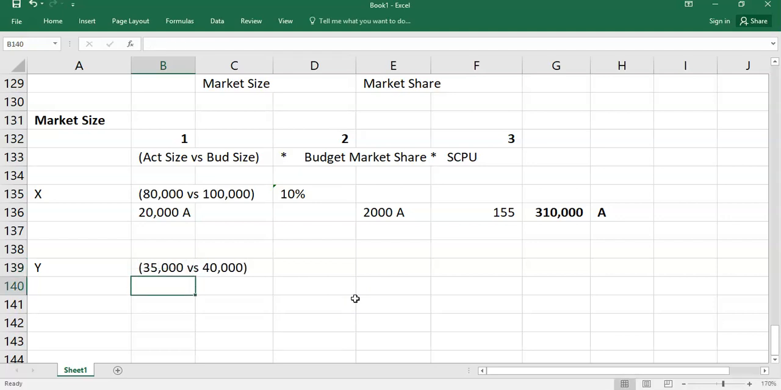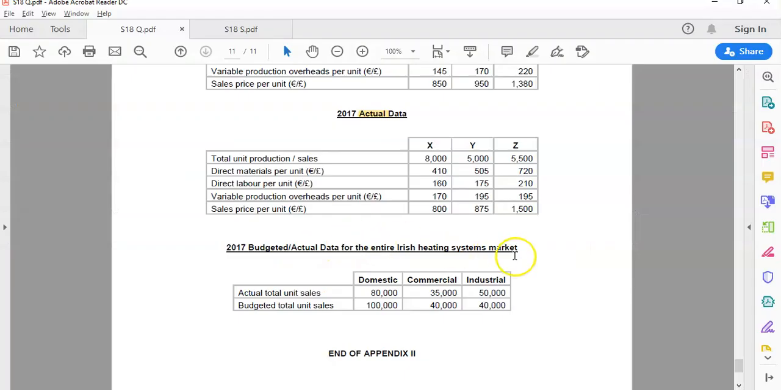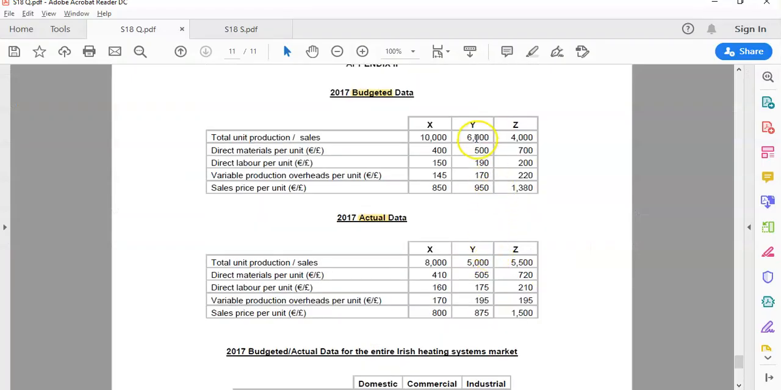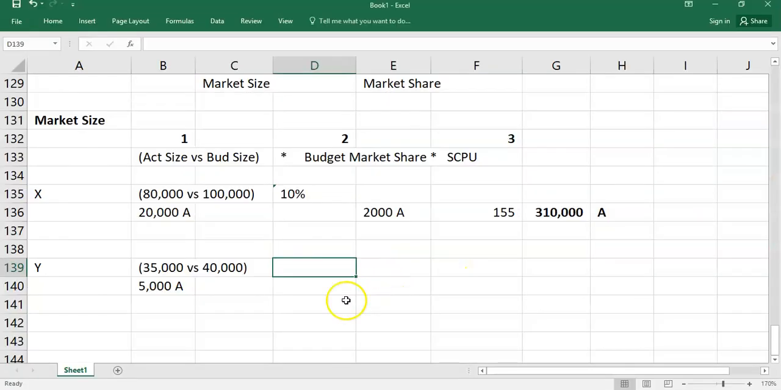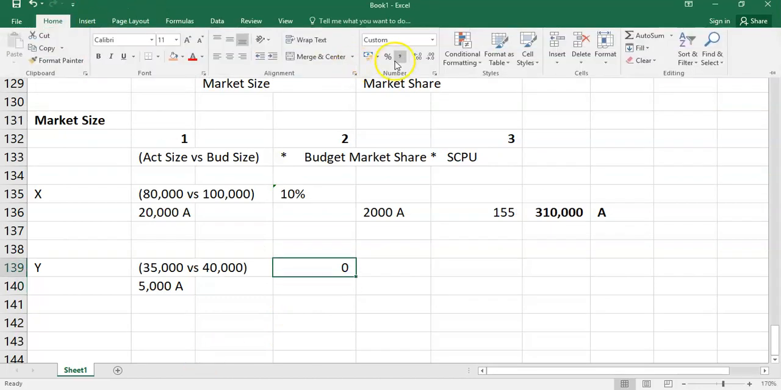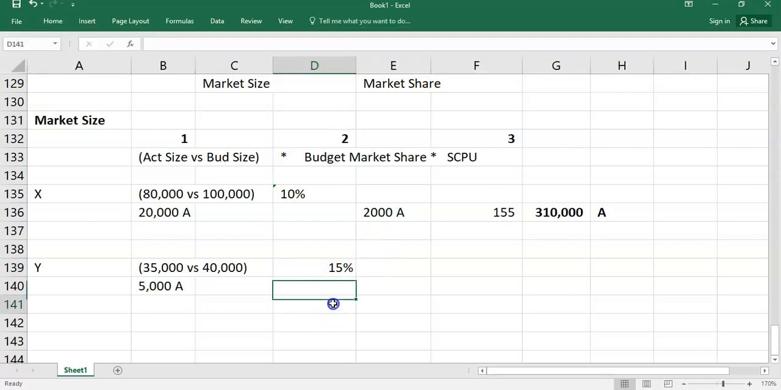So that means you are 5,000 units worse off. The budgeted share of the commercial market, which is product Y, budgeted sales of 6, budgeted units over all of the industry of 40. So 6 divided by 40, I'm just looking at percentages, is 15%. So 15% of that share would have got you 5,000 times 0.15. You'll be 750 units worse off.